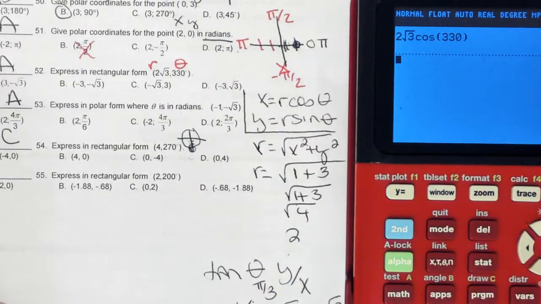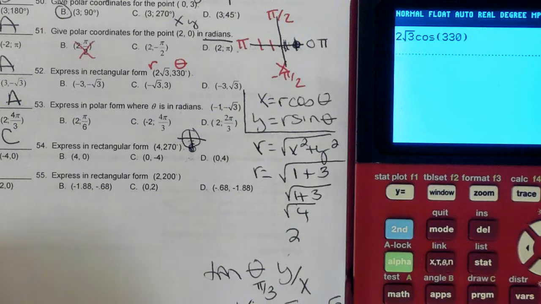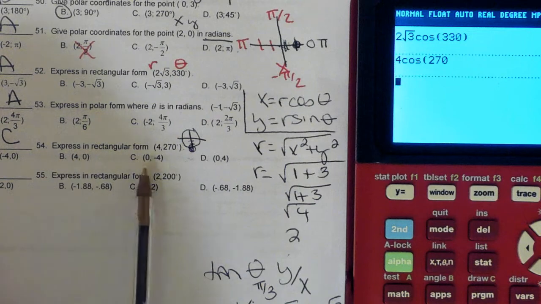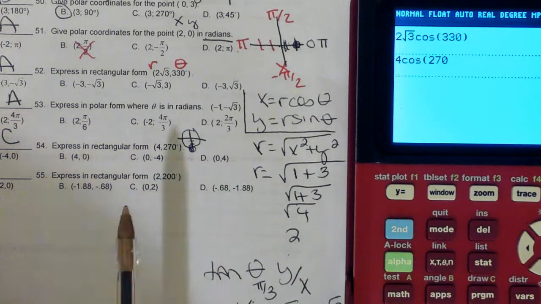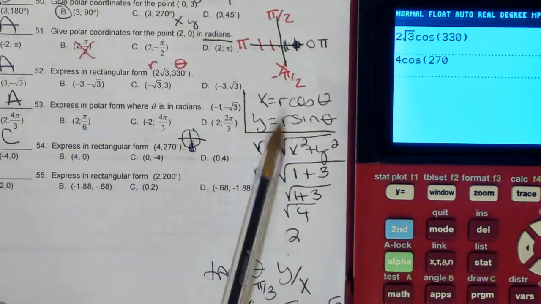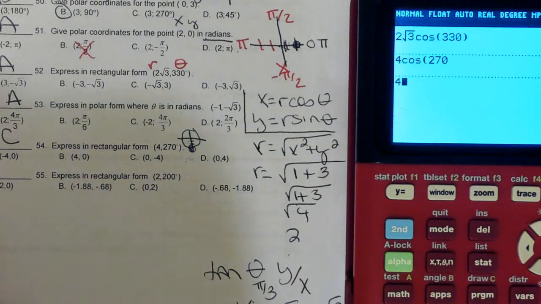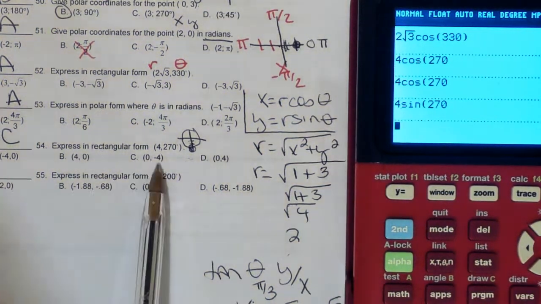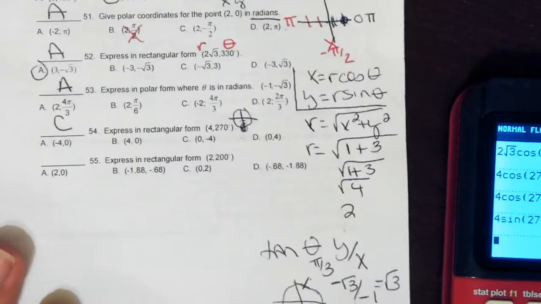It's right here. Remember, we're in degree mode. The formula says to find x, you're going to do r, which is 4, times cosine of theta, which is 270. And we find out that x is 0. So I had two choices. Then I'm going to do my y formula. It says do r times sine of theta. So 4 times sine of 270. Oops, I did cosine again. Let me try that again. 4 times sine of 270. And we get -4. So that just verifies my answer is actually C.